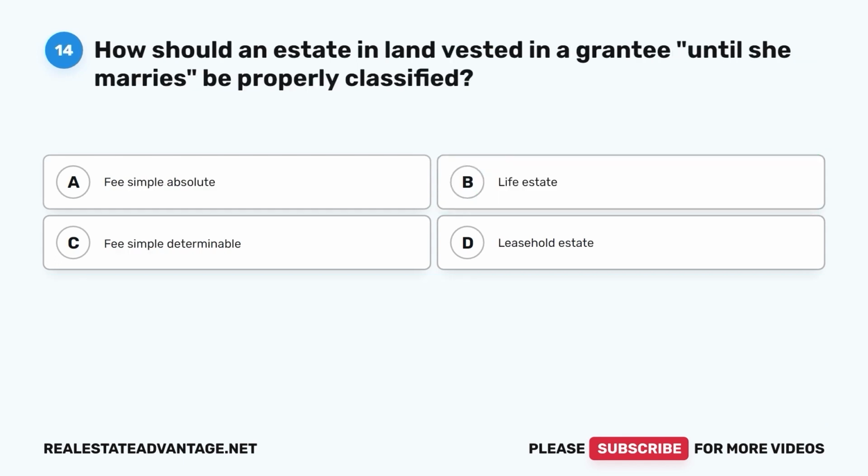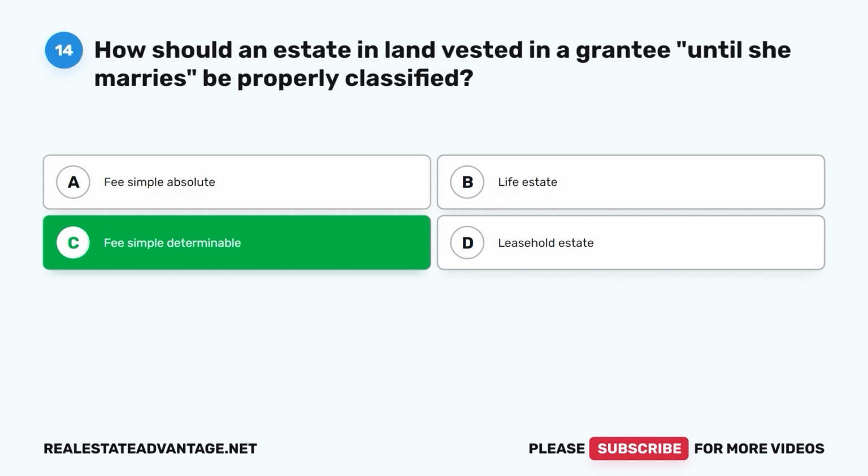Question 14. How should an estate in land vested in a grantee until she marries be properly classified? A. Fee simple, absolute. B. Life estate. C. Fee simple determinable. D. Leasehold estate. The correct answer is C.